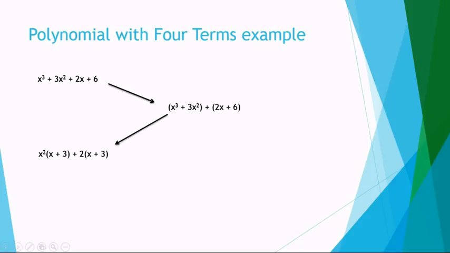Now what I'm going to do is factor out what both of those terms have in common. Both of these terms have in common that big x plus 3 in the parentheses. So I'm going to go ahead and pull that out. When I pull out that x plus 3, I'm left with x squared plus 2, so that plus 2 right here. So this 4-term polynomial, x cubed plus 3x squared plus 2x plus 6, we did factor by grouping. We grouped the first 2 terms and the last 2 terms, and we factored out the greatest common factor. After we factored out the greatest common factor from both groups, we just factored out the greatest common factor again from the 2 terms, and we end up with our factored form.